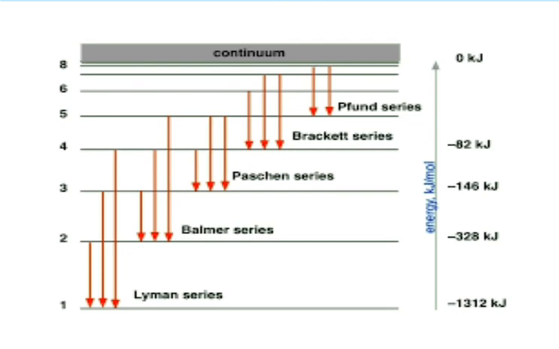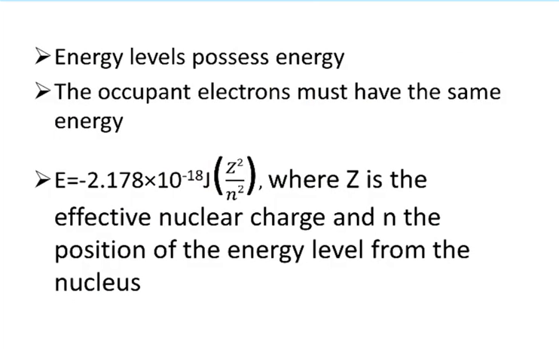Now when it's at its ground state, an electron possesses negative 1312 kilojoules of energy, which can be converted into joules as 2.178 times 10 to the negative 18th joules. Energy levels possess energy, and as such, it's only common sense that the electron residing in that specific energy level will possess the same energy as the shell itself.